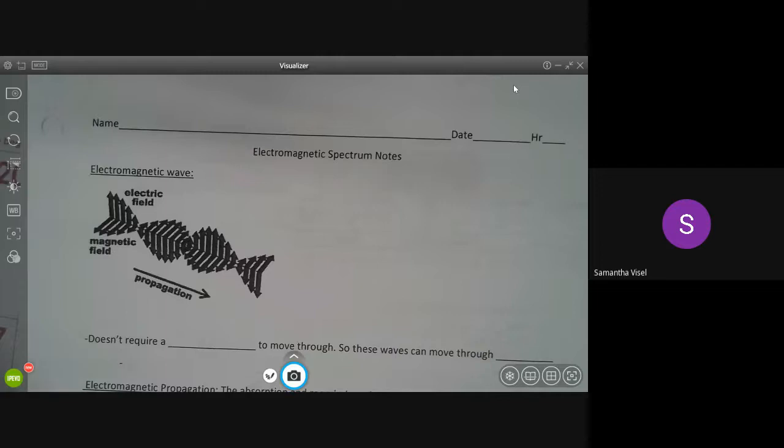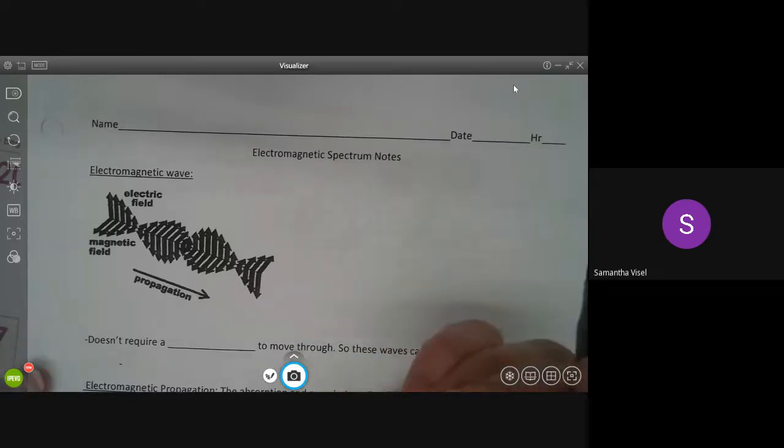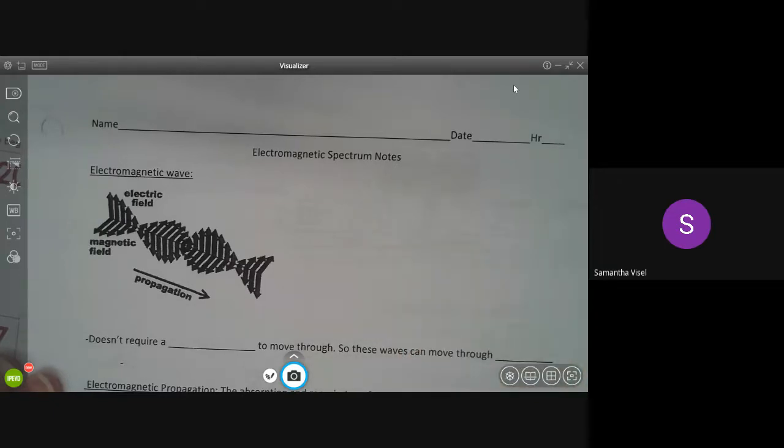All right, so we may have heard of electromagnetic waves before and probably have worked with the electromagnetic spectrum at some point in time. We're going to look at that again, but also dig a little bit deeper. How can we identify, not just by name, but by wavelengths and frequencies, what specific type of electromagnetic radiation we are looking at?